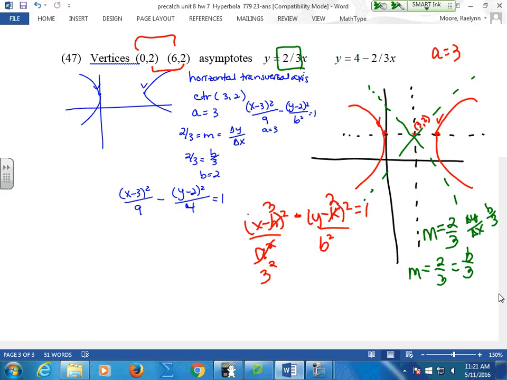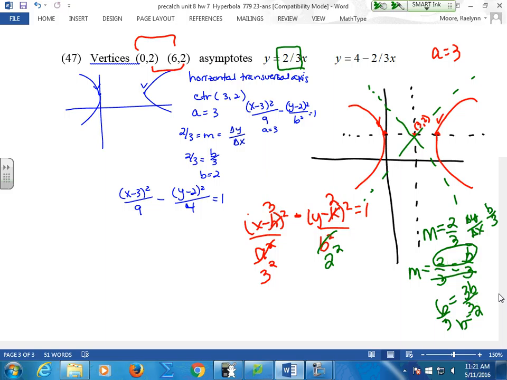Well, if the denominators are the same, what's going to happen to my numerators? Don't they have to be the same? Cross multiply. 6 is equal to 3b divided by 3. b is equal to 2. These denominators were the same, so these have to be the same. So b is 2. 2 squared. Now I got my equation.